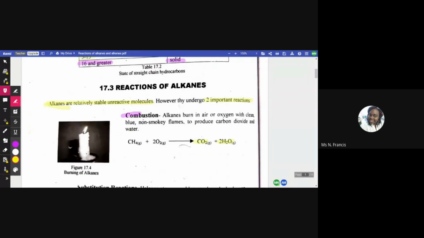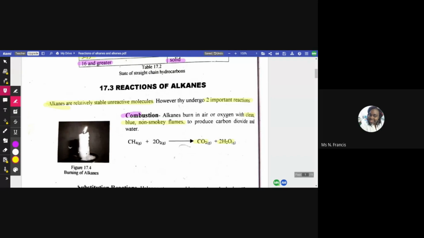What makes a difference in the reaction, ladies, is when we have to balance the reaction. So how many molecules of this carbon dioxide and this water are being produced? How many molecules of the reactants do I actually need in the reaction? So our alkanes burn with a non-smoky flame. When they burn, it is a clean blue, non-smoky flame.